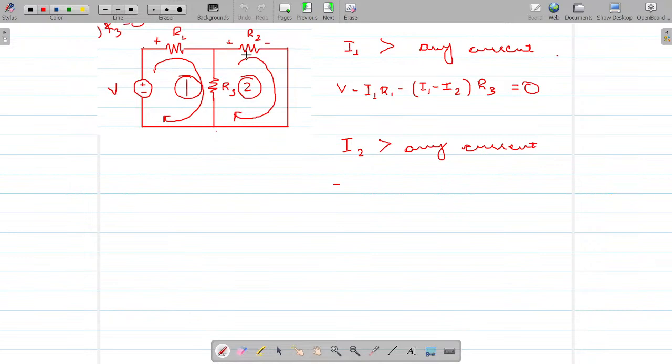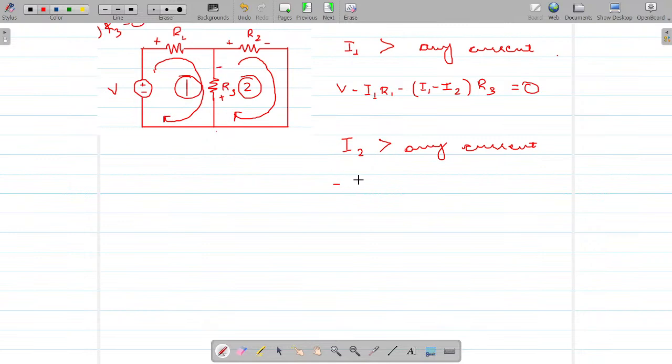You will assign what? A negative sign. Am I clear? So we have assigned the... This is for this loop. Please don't get confused. This marking is for this loop, right? So this is plus, this is minus, this is plus, this is minus, because current I2 is entering from this direction and leaving from this direction, so plus and minus.